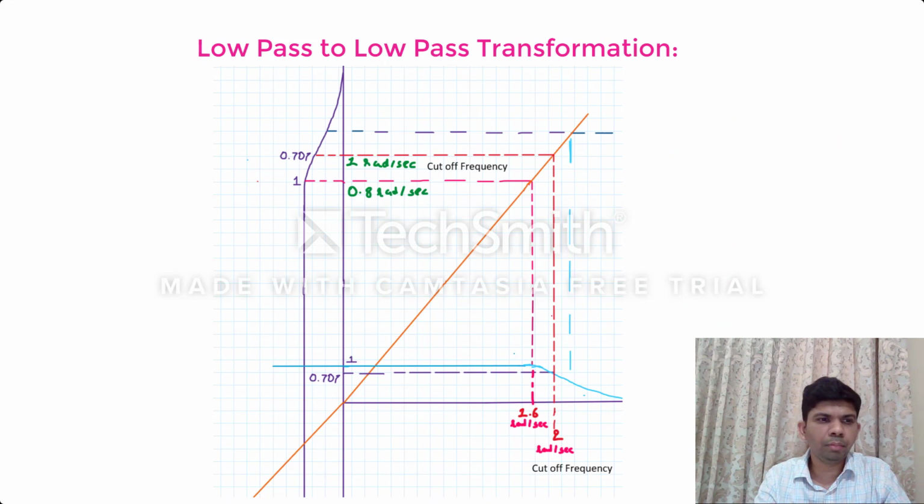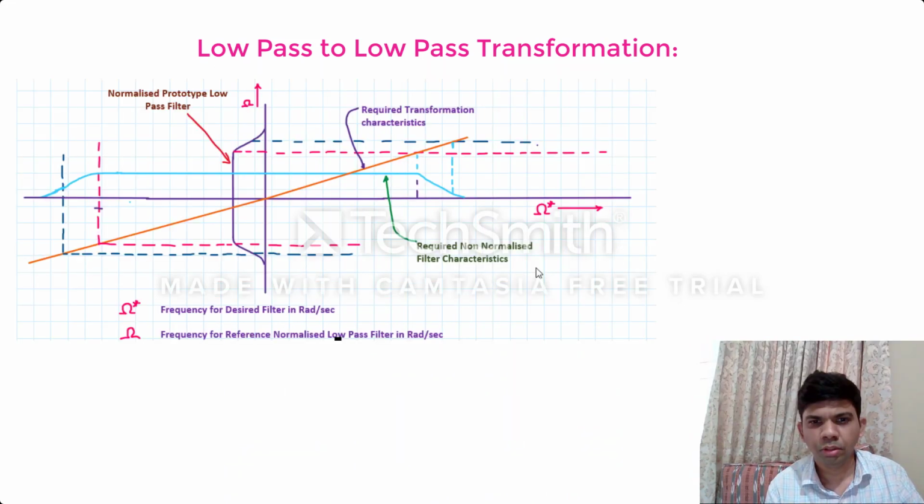Similarly, 0 radian per second in the normalized prototype filter is to be mapped at 0 radian per second of the desired filter. It means the characteristics must pass through the origin, and it is a linear characteristics. Fortunately, this type of characteristics is available as a realizable characteristics in the set of Foster reactance functions.